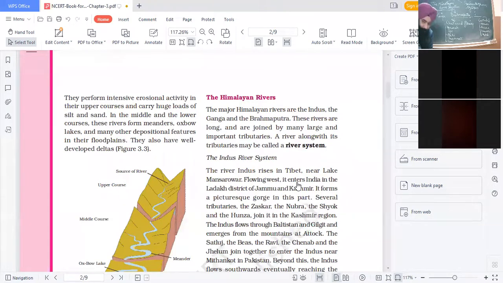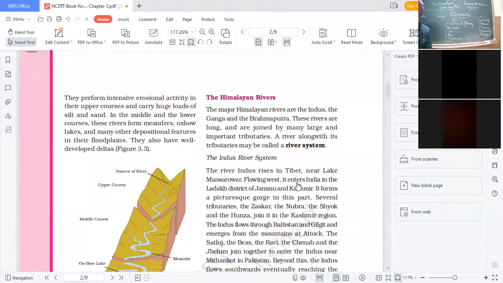River system. We will cover a number of rivers, which are categorized broadly into two river systems: the Himalayan river system and the peninsular river system.